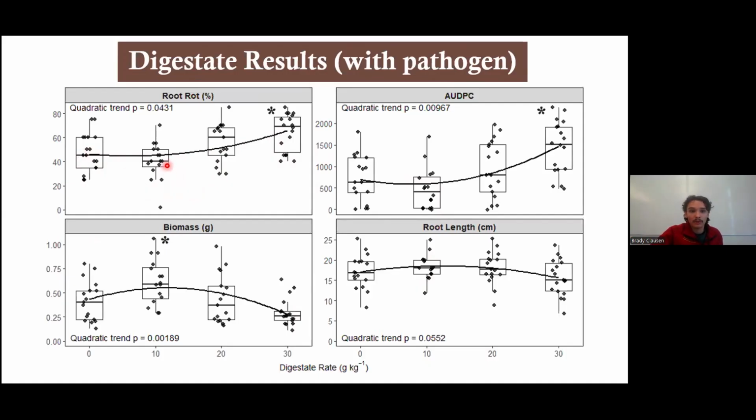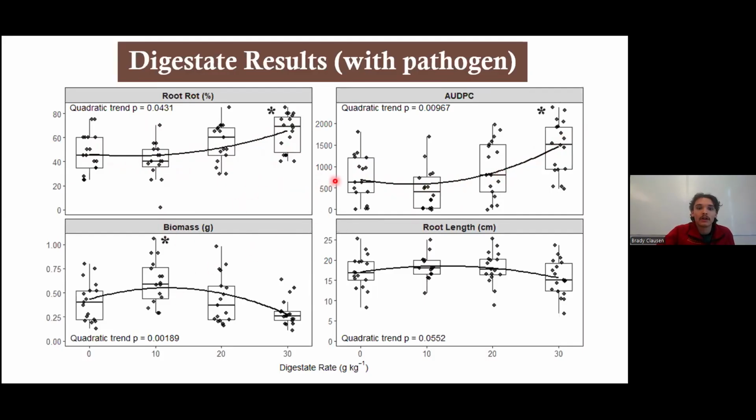So, for example, up in the top left, we have root rot. We start with the control, and as we move down to the 10 grams per kilogram, we see a slight reduction, not statistically significant, but a slight reduction. And then from there, we start to see an increase in disease severity as we move up into the 30 grams per kilogram. And you'll see that same trend follows into the foliar symptoms. Again, we see that little dip at 10 grams per kilogram, and then it quickly becomes more severe as we get into higher application rates.